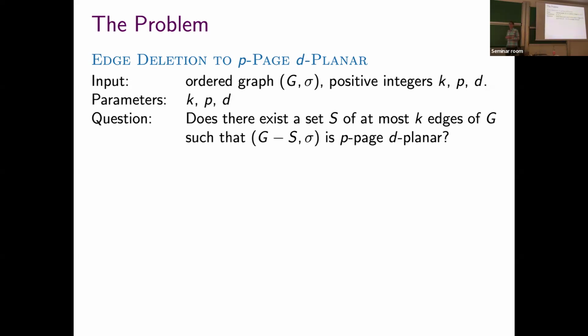So D-planar means what? D-planar means that a drawing of the graph is D-planar if every edge has at most d crossings on it, is crossed by at most d other edges. And the sigma is what you enforce to be on the spine. Exactly, it's the vertex ordering on this. Okay. So that's part of the input.